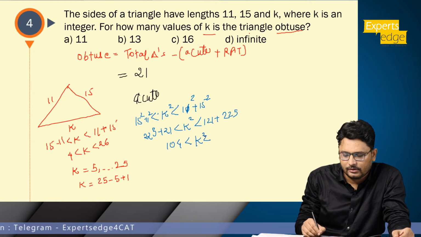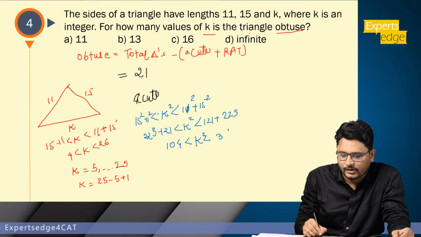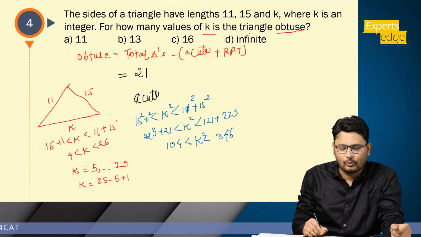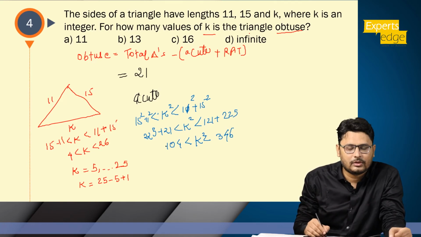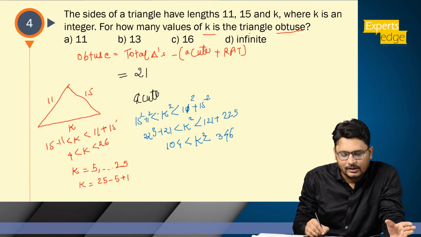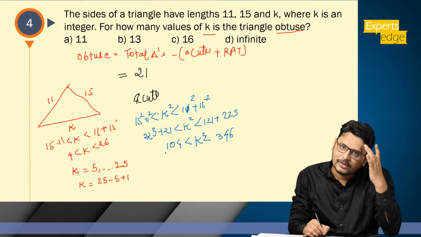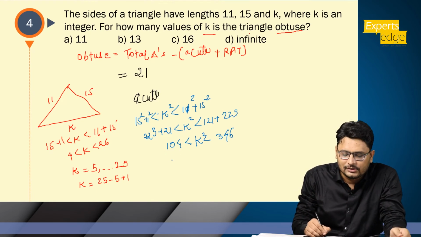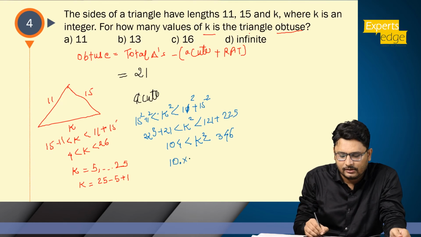This comes out to be 346. So 104, is it a perfect square? No. So कौन से दो स्क्वायर्स के बीच में आता है? 10 और 11 के बीच में आएगा, right? 10 square is 100, 11 square is 121. So this will be 10 point something something by taking a root.